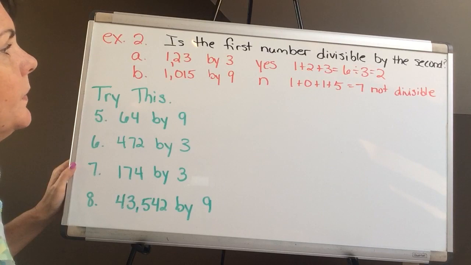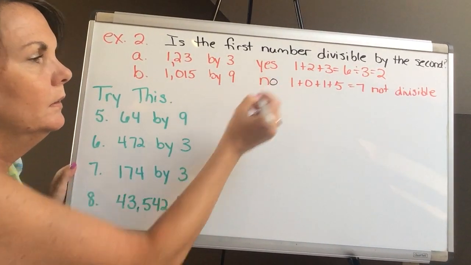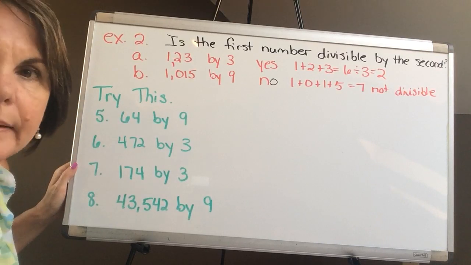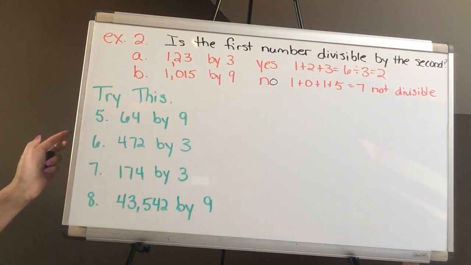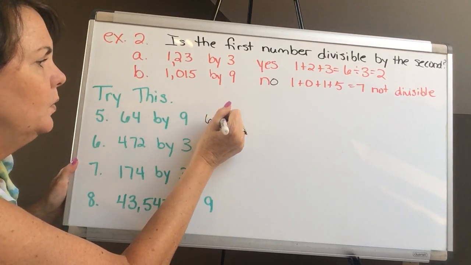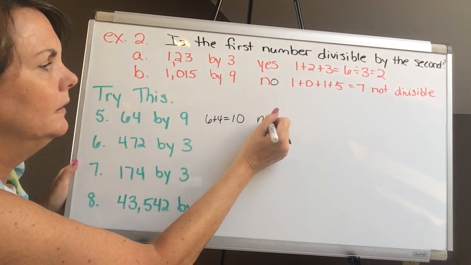Letter B, 1,015 by 9. Well, let's add the digits. Well, that should be a no. 1 plus 0 plus 1 plus 5 is 7. 7 is not divisible by 9. Okay? So let's try a couple. 64 by 9. Well, the rule here is to add the digits. So 6 plus 4 is 10. I can't divide 10 by 9 evenly. No.